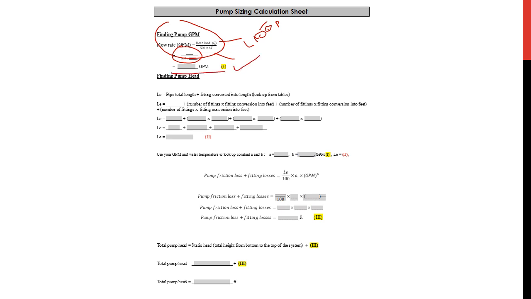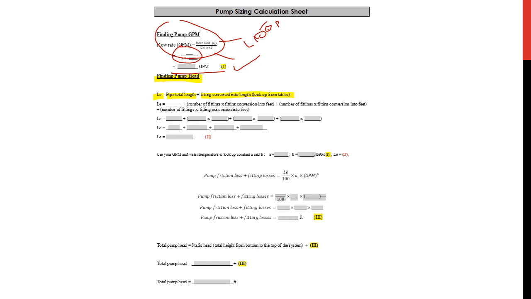So this is going to be part one of this equation, because we said we need two things for the pump. First one is the GPM, and second one is the head. So the second part is finding the pump head. So this is the pump head, and if you notice here, LA is the length, and this is the total pipe length and the fittings converted into length. That's going to be from the table. Each one will be a different length.